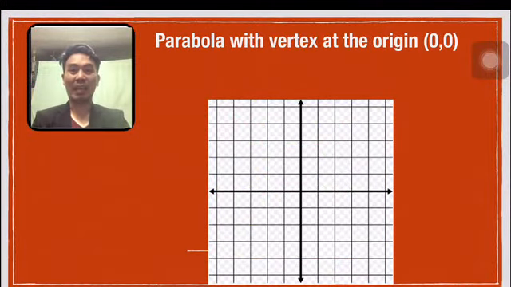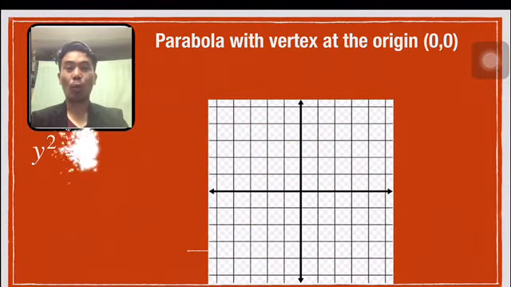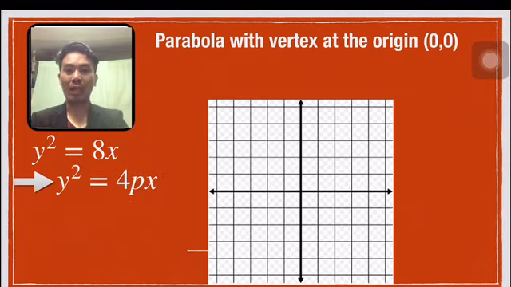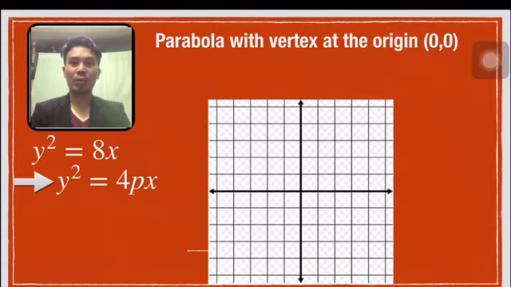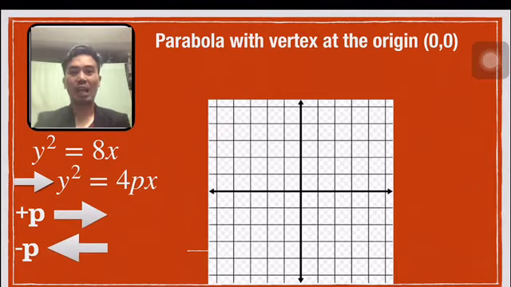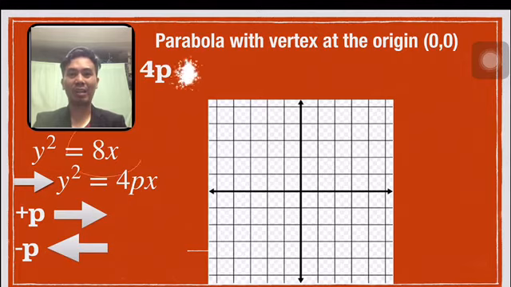This is now our example number 2. y squared equals 8x. Again, this parabola follows the form y squared equals 4px, where the vertex is at the origin. Take note, if p is positive, your parabola opens right. If p is negative, your parabola opens left. To find the value of p, we equate 4p to 8. Now, p is equal to 2.